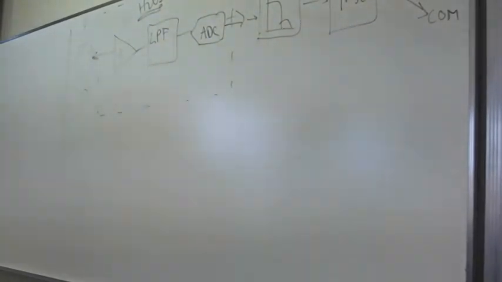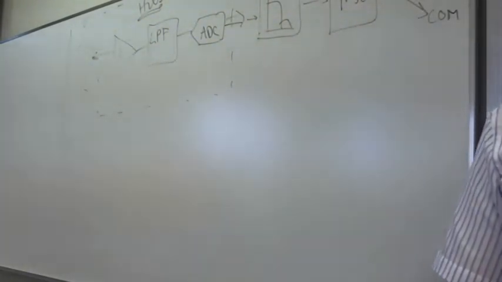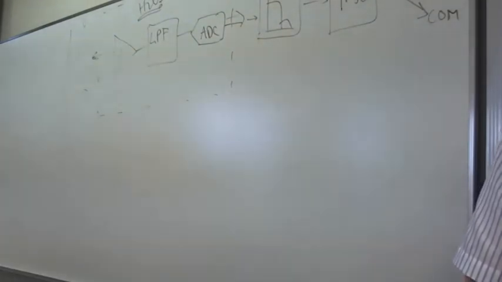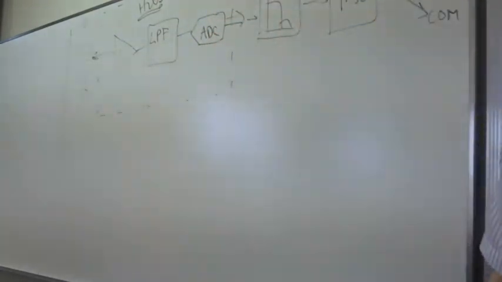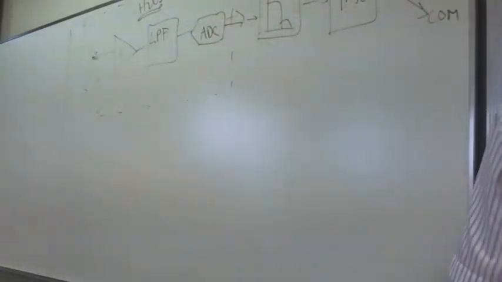So 38,200 bits per second. Was it 38,400? Whatever. A constant rate. Yeah. All right.